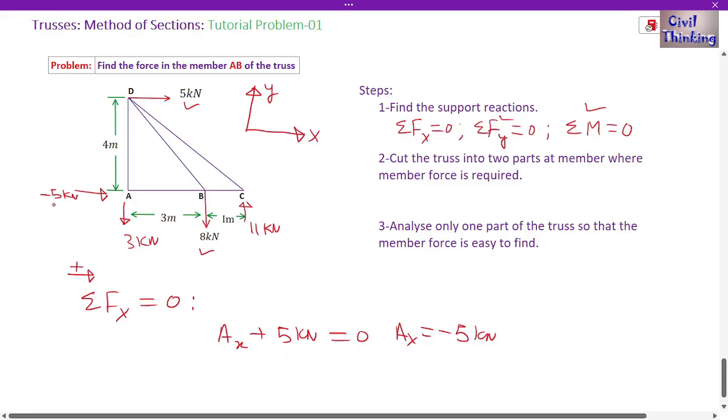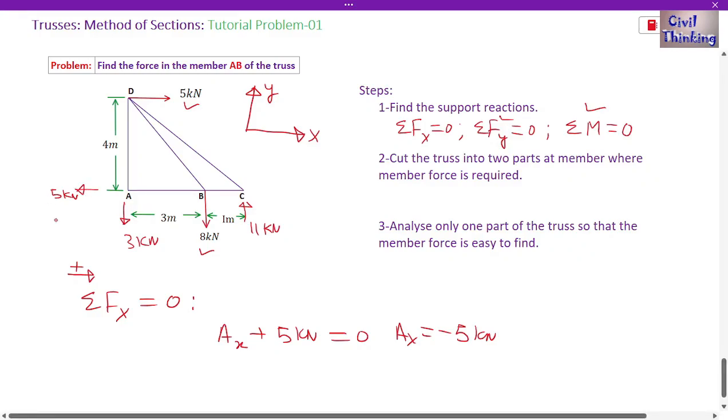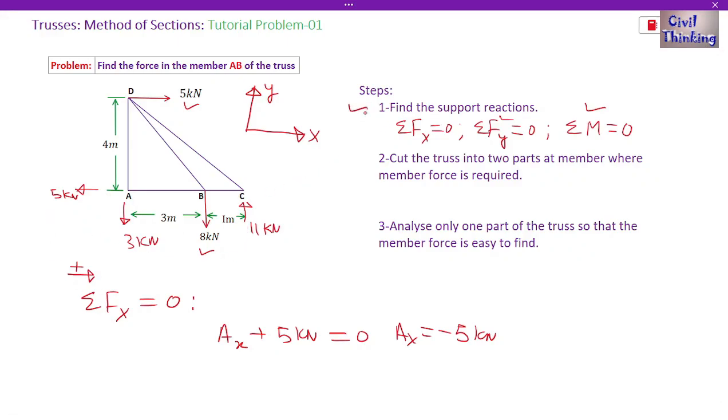Now negative means initially we assumed the direction is towards right, but the negative means the actual direction is opposite. Opposite of right means the actual is towards left. So let me correct the direction, so we will erase this negative sign. So in this way we found the support reactions. We completed step 1. So let me erase all of this, then we will apply step 2.